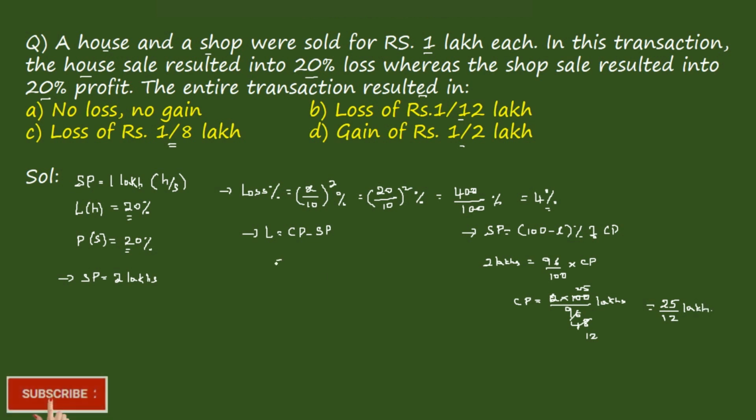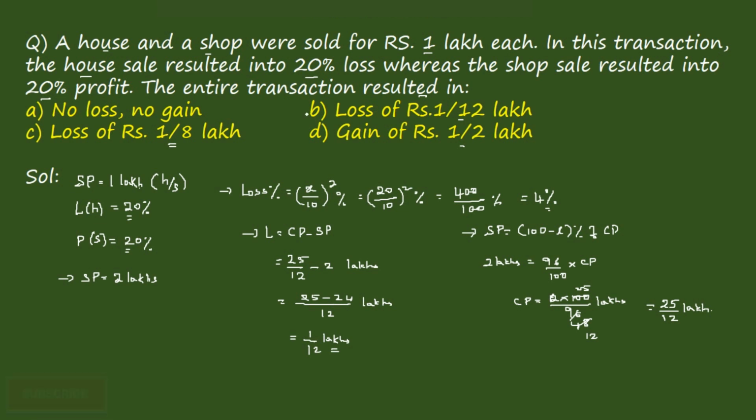So just substitute it. The cost price is 25 by 12 and the selling price is 2, in terms of lakhs. So take an LCM, it becomes 25 minus 24 by 12 lakhs, which is equal to 1 by 12 lakhs. So the total loss is 1 by 12 lakhs. So the answer is option B.